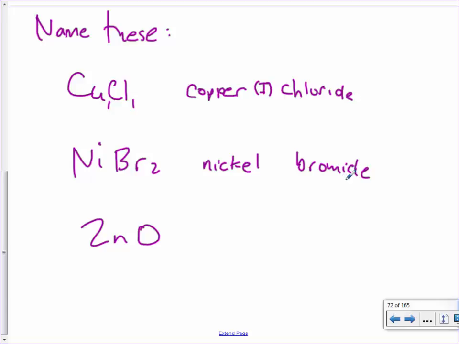Now we gotta double check real quick. Does nickel have more than one charge? What are the charges possible for nickel? +3 and +2? Okay. So I'm just gonna write out the two possibilities here. There's +3 and there's +2.